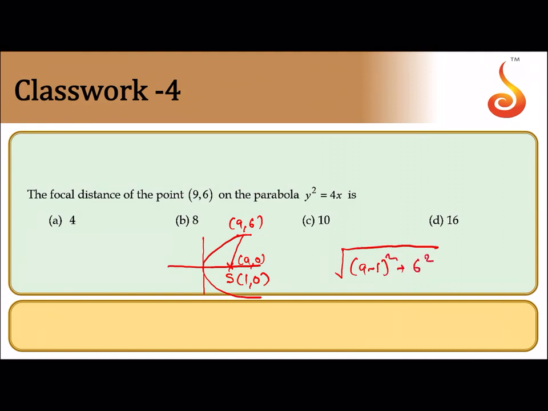So under root of (9 minus 1) whole square plus 6 square. So you get under root of 8 square plus 6 square, which will give you 10. Focal distance is equal to 10. So 4a equal to 4, so a equal to 1. So (1, 0). This is example 4.